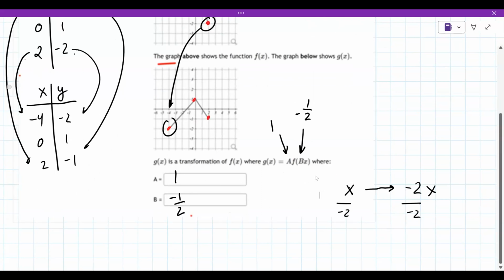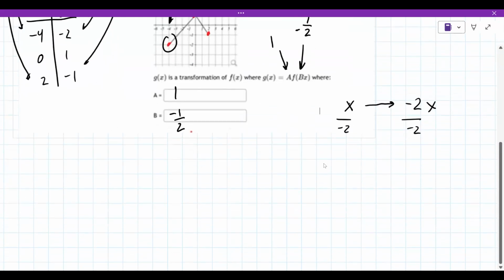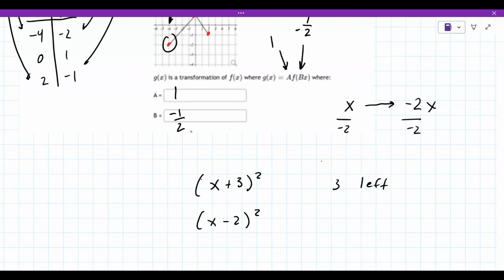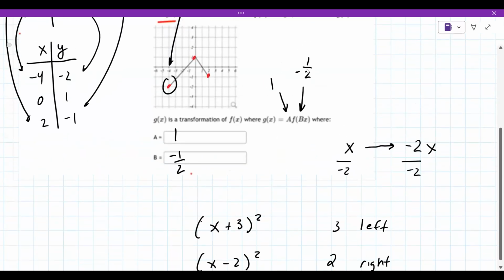Backwards. I gotcha. So here's the analogy, and this isn't perfect, but it's an analogy. x plus 3 squared is 3 left, whereas x minus 2 squared is 2 right. It's kind of counterintuitive to what we think it should be. Totally get that. And you know what I mean? That's the same reason why it affects the x. Yeah. That totally makes sense.